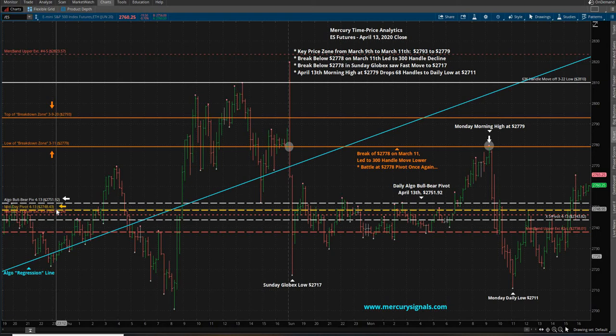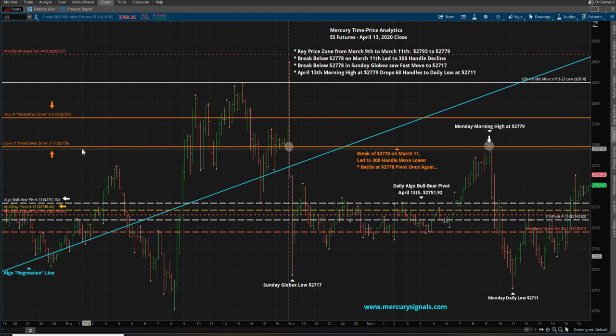So the three key metrics going into the day were the level of 27.79, and that defined the morning high. The daily Algo bull bear pivot at 27.51.92, and then the midday pivot, where you had just a perfect rejection. So you had three beautiful short entry opportunities between Sunday evening Globex and today. You had the initial move down at the open of Globex Sunday. You had this rejection right here. I mean, it doesn't get any better than that.